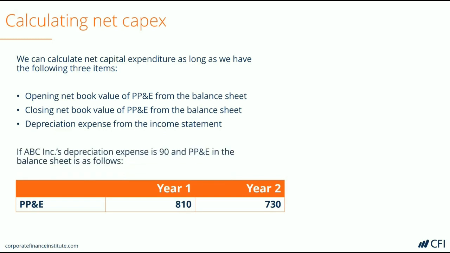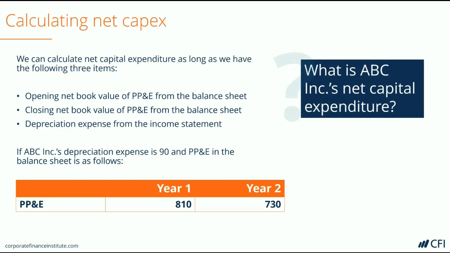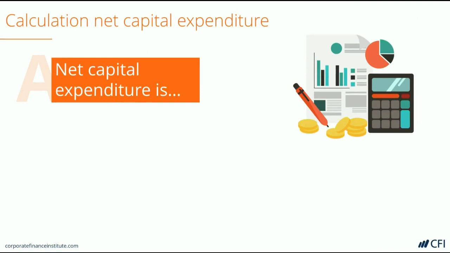Given the example below, if depreciation expense is 90 and the PP&E balances are as follows, then what is ABC Inc.'s net capital expenditure? We can calculate it as follows.